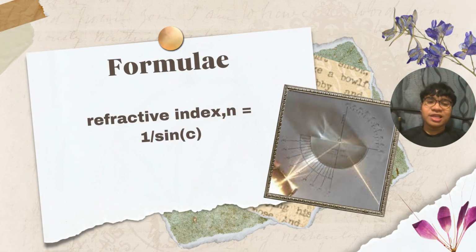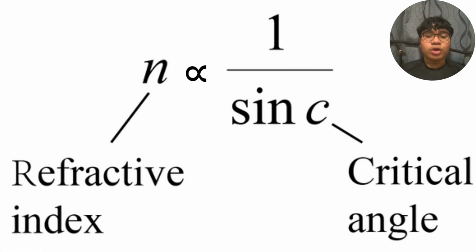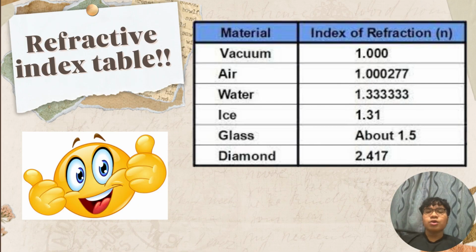Okay, so dekat sini kita ada for your information lagi formula yang berkaitan dengan critical angle lah. Okay, so dekat sini kita boleh kira refractive index N equals to 1 over sin C. Okay, so bila kita dah ada formula yang kaitkan dua tu, refractive index and critical angle, dekat dari situlah kita boleh buat relationship bahawa when refractive index increase, critical angle decrease, or kita boleh cakap refractive index is inversely proportional to critical angle.